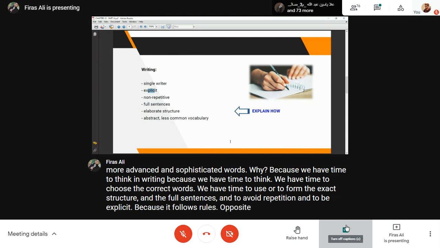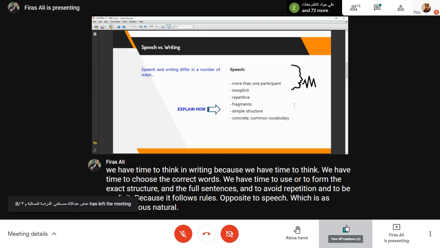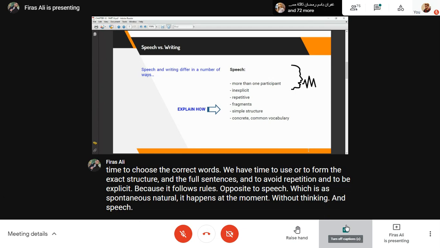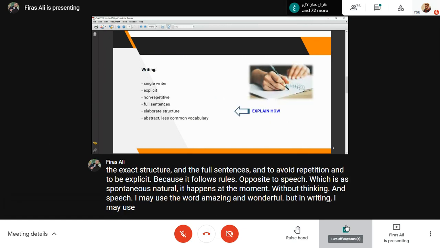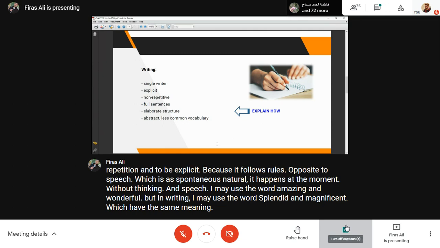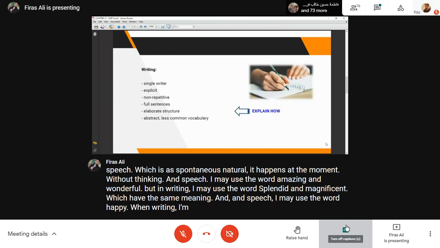Opposite to speech, which is spontaneous, natural. It happens at the moment, without thinking. In speech, I may use the words amazing and wonderful, but in writing, I may use the words splendid and magnificent, which have the same meaning. In speech, I may use the word happy, when in writing, I may use the word blissful.